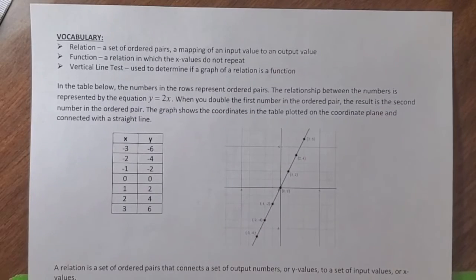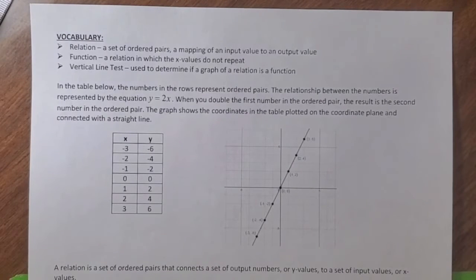We've got a few more terms to go over in order to finish up with today's lesson. So next we've got a relation, which is a set of ordered pairs, a mapping of an input value to an output value. Then we have a function, a relation in which the x values do not repeat, and our vertical line test, which is used to determine if the graph of a relation is a function, and we already saw a couple examples of that already.